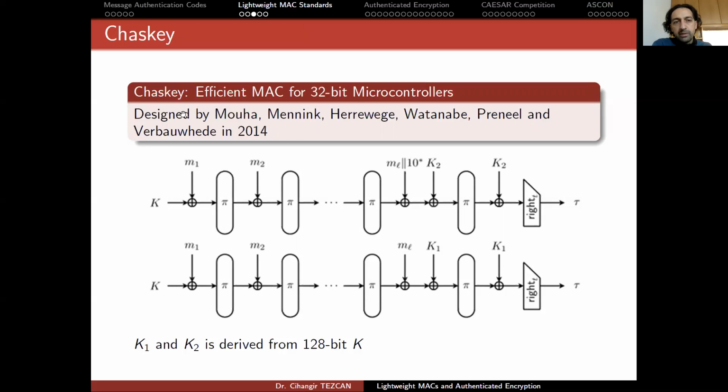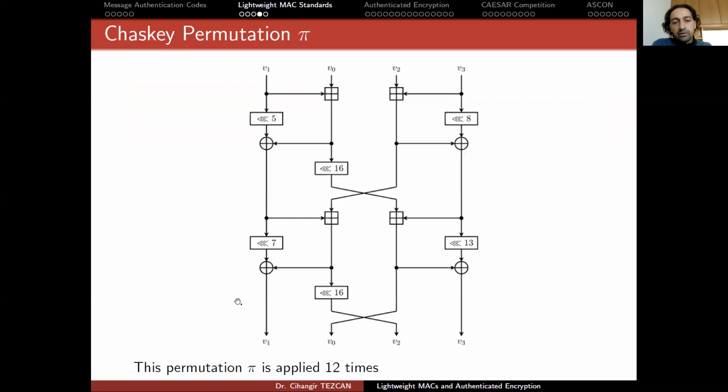As you might remember from the previous slide, we said that this algorithm is called CSEC 12. So this pi permutation is applied 12 times all the time. So pi is actually this permutation, which is repeated 12 times. So it is very simple. Your input is divided into 4 parts. And all the operations here are XORs, modular additions, and rotations to the left. And that's all. And here you have a swap operation. So it's a very simple permutation. But for this reason, it is really fast.